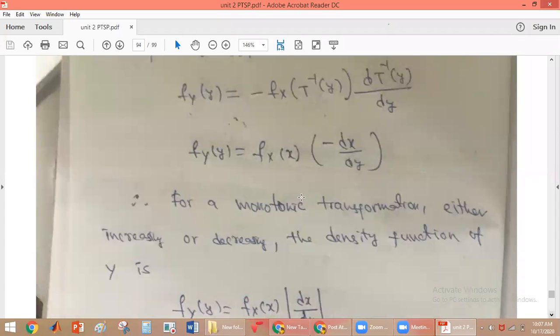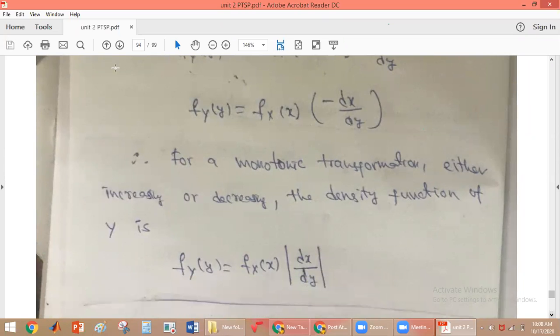A monotonic transformation means we will be having either an increasing monotonic transformation or a decreasing monotonic transformation. So in that case, fy of y can be written as fx of x times mod dx by dy. What is mod dx by dy? Mod dx by dy will be dx by dy if the slope is positive, and minus dx by dy when the slope is negative.